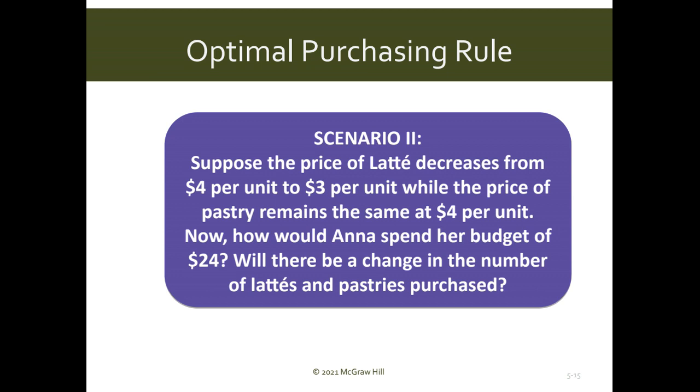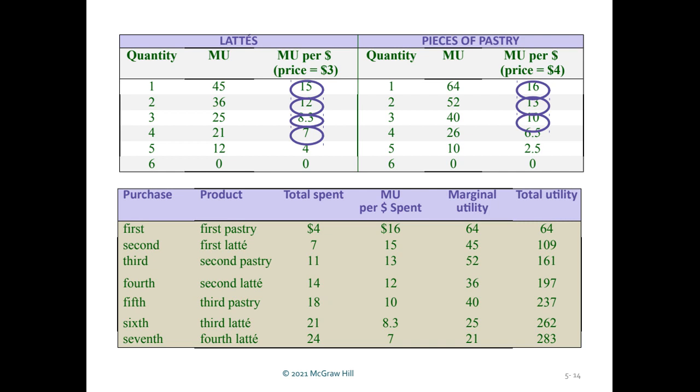Suppose the price of latte decreases from $4 per unit to $3 per unit, while the price of pastry remains the same at $4 per unit. So now you have different prices. Look at this table. Now notice I'm not just comparing this 64 with this 45. It's meaningless. Why? Because prices are different.